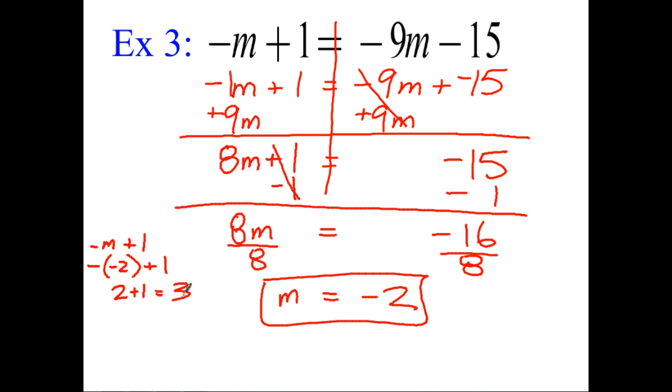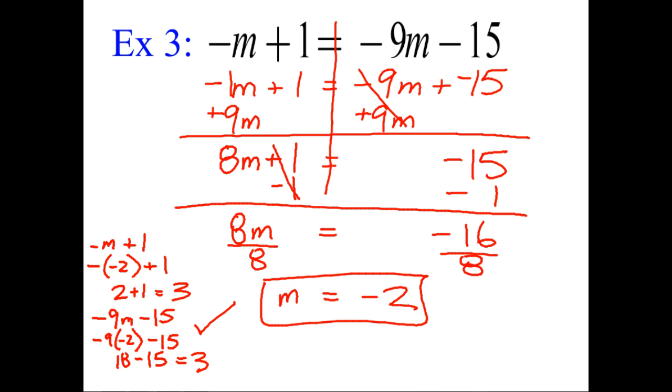Okay, now let's try this. Let's do negative 9m minus 15. So it's negative 9 times negative 2 minus 15. Negative 9 times negative 2 is positive 18 minus 15. So 18 minus 15 is equal to 3. They check out. Looks good.